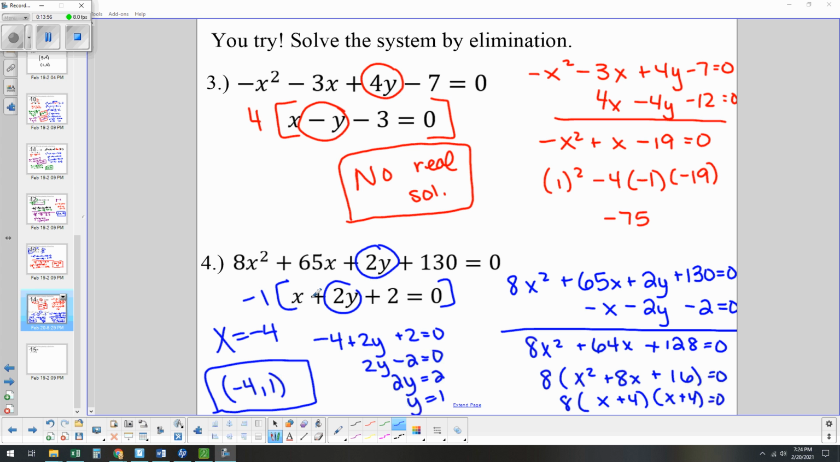And then I put it back into this equation. So we have negative 4 plus 2y plus 2 equals 0. I get y is 1. So my final answer is negative 4, 1.